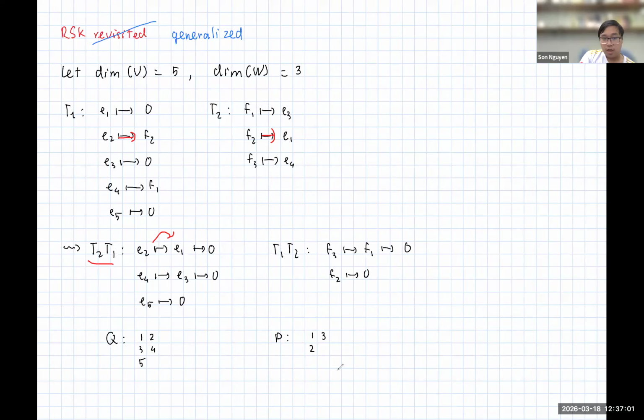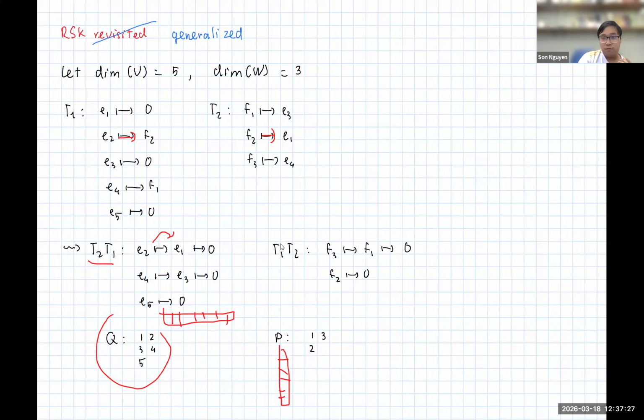But the point is their shape can't be too different. Imagine if my Q is this shape, then it's very unlikely that my P can be this shape, right? Because T2 with T1 and T1, T2 are related somehow. So P and Q have different shapes, but their shapes can't be that different.